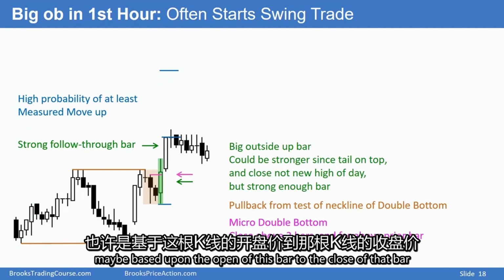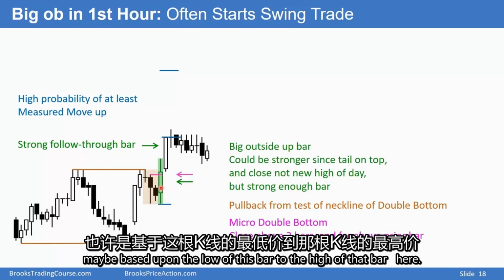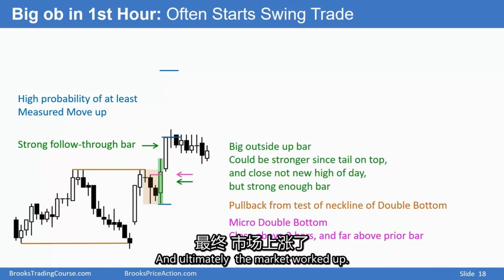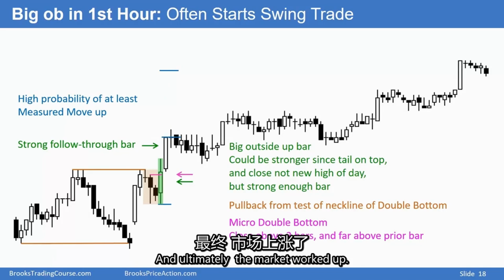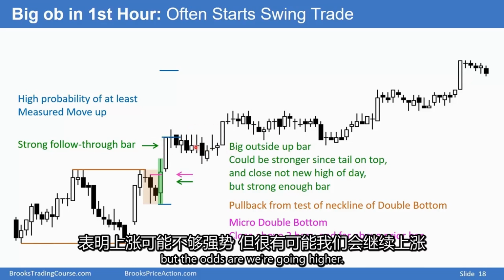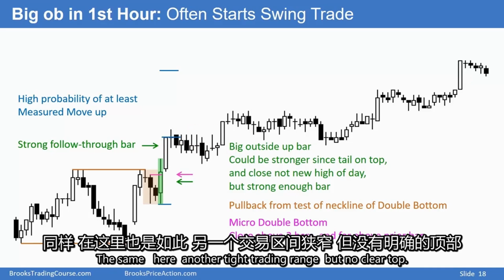At a minimum, traders are looking for some kind of a measured move up, maybe based upon the open of this bar to the close of that bar, maybe based upon the low of this bar to the high of that bar, right here. And ultimately, the market worked up. Tight trading range, it's a warning that the rally might not be strong, but the odds are we're going higher.